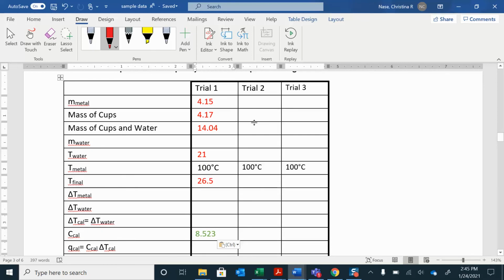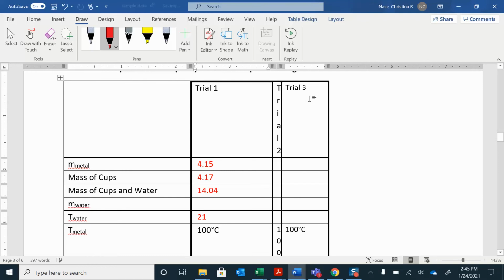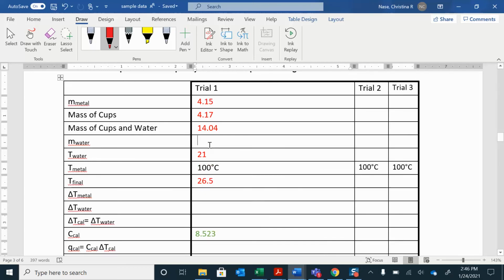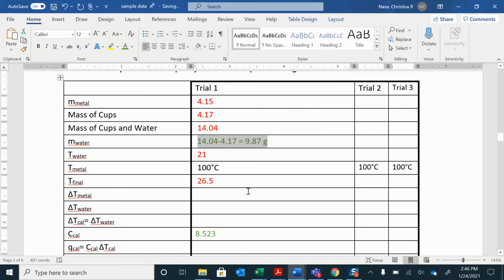I have the mass of my metal, which I don't really need until the very end. I got the mass of the cups, and the mass of the cups plus water. So in order to find the mass of the water, let me make some space here. To find the mass of the water, I want the mass of the cups plus the water minus the mass of the empty cups, so 14.04 minus 4.17. That gives me 9.87 grams. All right, so I calculated that.